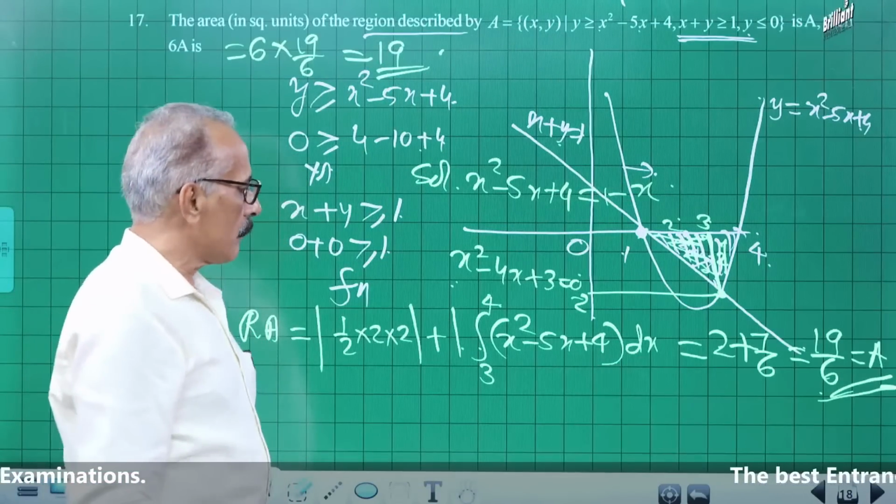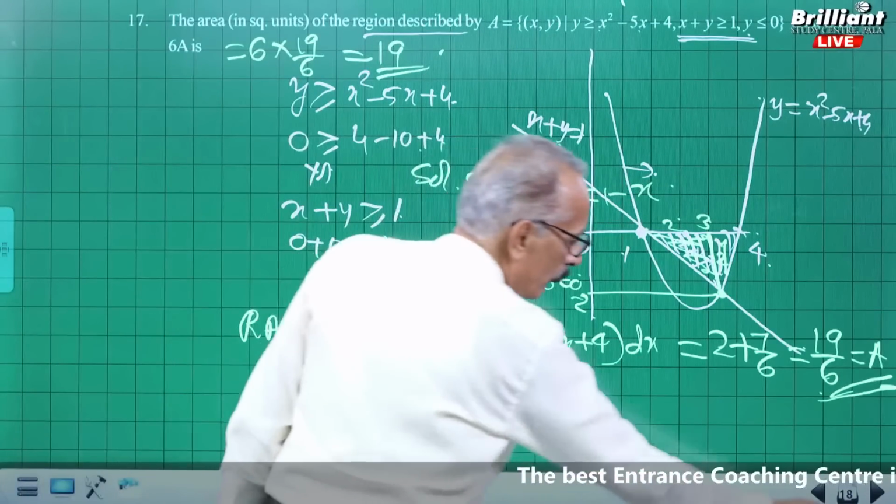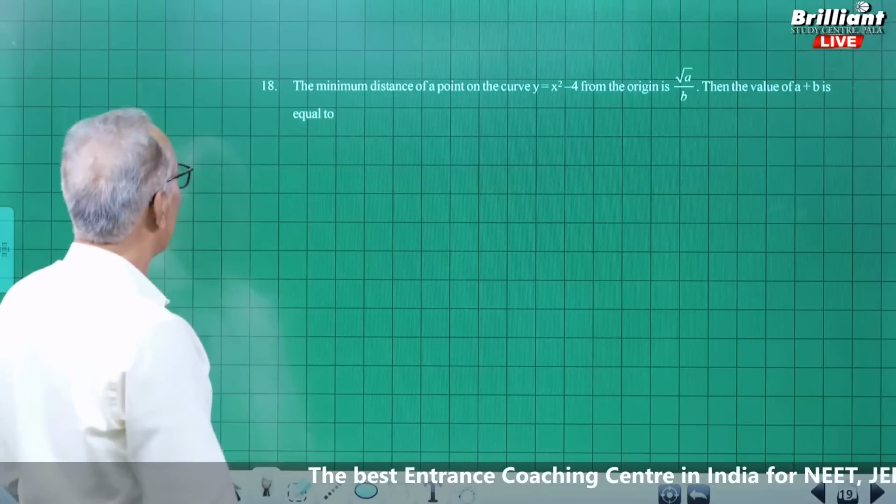That's the integer type there. Now we will move on to the next question.